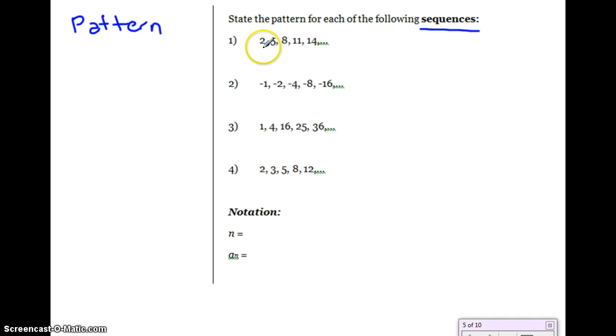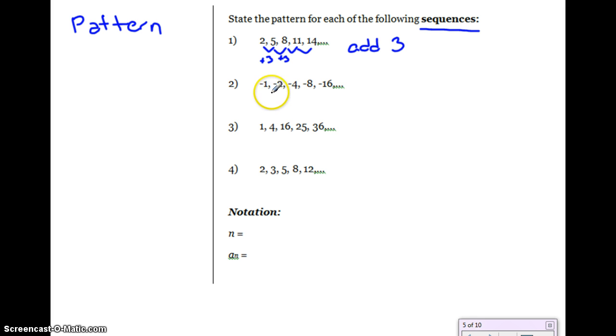Once you have a chance to look, you'll notice that in this one, you're adding 3 every time, right? 2 plus 3 makes 5. 5 plus 3 makes 8. 8 plus 3 makes 11. 11 plus 3 makes 14. So this one is adding 3.